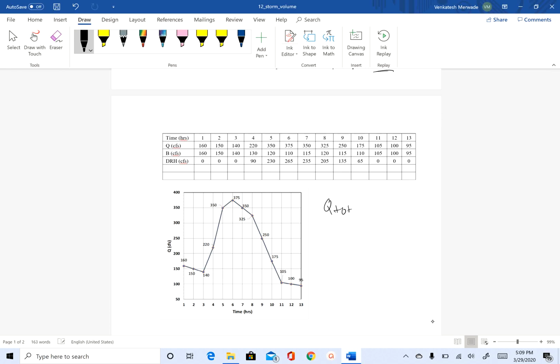In this case, Q total is not going to change, which is 9.6 times 10 to the power of 6 cubic feet. Your base flow value will change. So base flow total will change, and direct runoff total will also change, which is something that you have to calculate. The reason I wanted to give this additional problem to you was to see the change in base flow volume when you use a different technique.